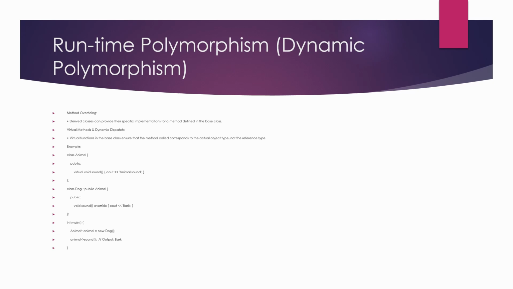Now let's talk about runtime polymorphism. This happens when a method in a base class is overridden by a method in a derived class. This allows the method to behave differently depending on the actual object type at runtime. For example, we have a base class Animal with a virtual sound method. The derived class Dog overrides the sound method to output bark. When we create an instance of Dog, the sound method dynamically calls the method in the Dog class, not the base Animal class.